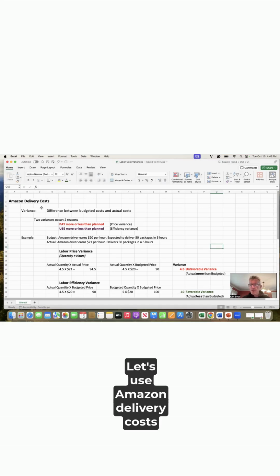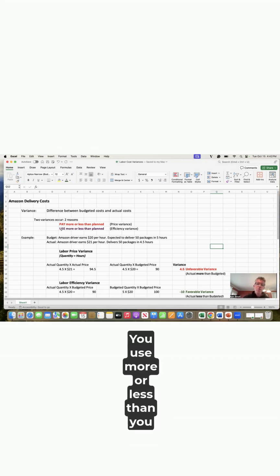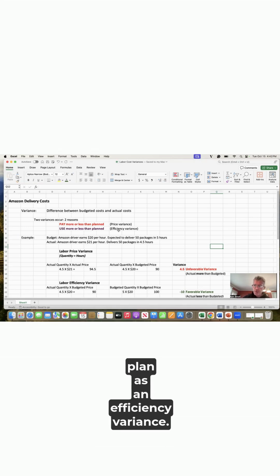Okay, let's use Amazon delivery costs to explain variances. A variance is defined as the difference between budgeted costs and actual costs. And there's two reasons for these differences. I think this is really important and not explained well enough in accounting. You pay more or less than you planned, that's a price variance. You use more or less than you planned, that's an efficiency variance. Think about a recipe. If you pay more for the ingredients, that's a price variance. If you use more ingredients than what's in the recipe, that's an efficiency variance.